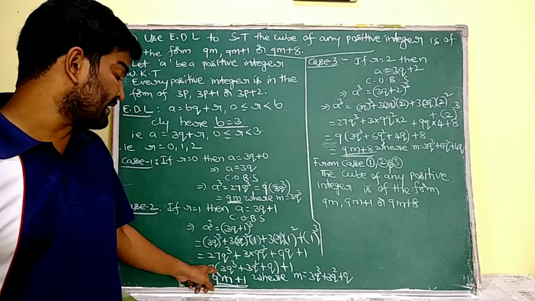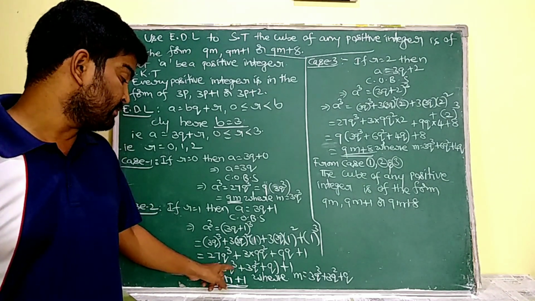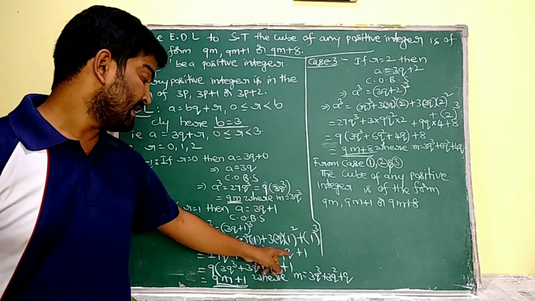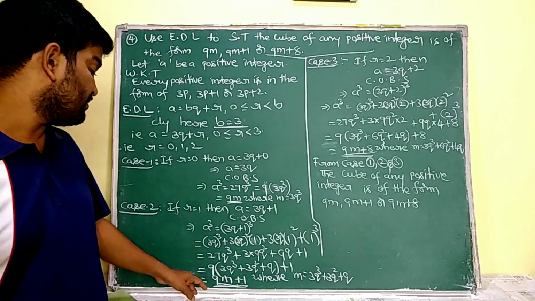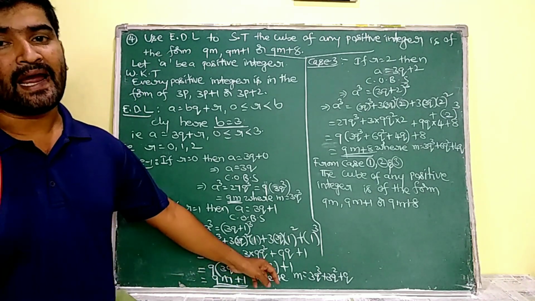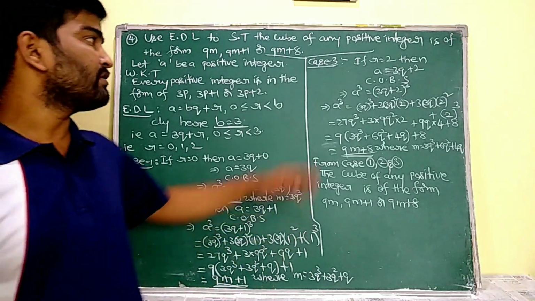So by taking out 9 common, here I am going to get 3q cube. By taking 9 common, here I am going to get 3q square. Here only 1 cube. Okay, so 9m plus 1, where this whole parenthesis value is taken as m. Okay, now coming to case 3.